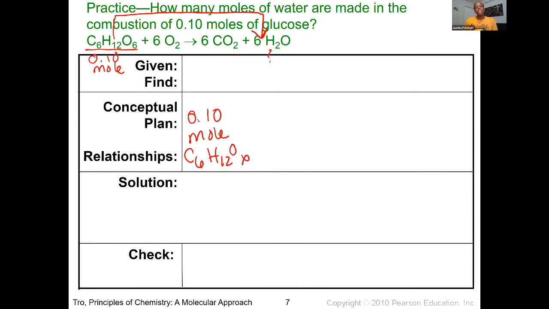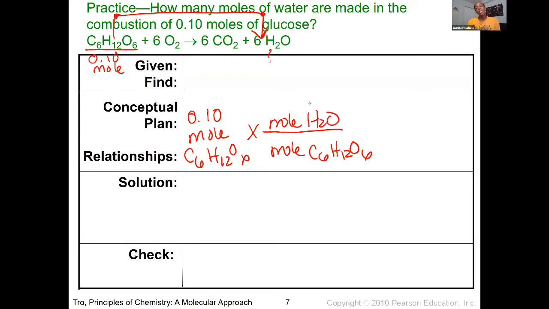So then the next step: I want to walk across my bridge. And how I do that is by applying the coefficient, the mole-to-mole ratio. And so I would put my moles of C6H12O6 on the bottom. And then on the top, we're going to put moles of H2O. And we're going to fill this in based on the coefficients we see.